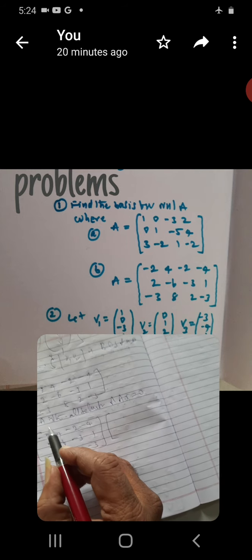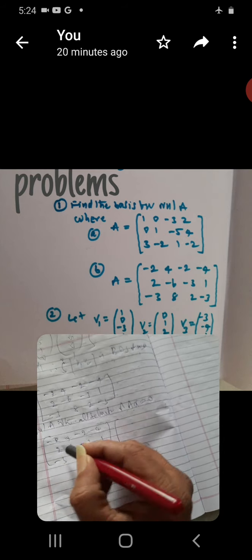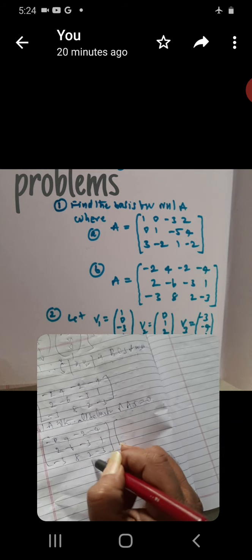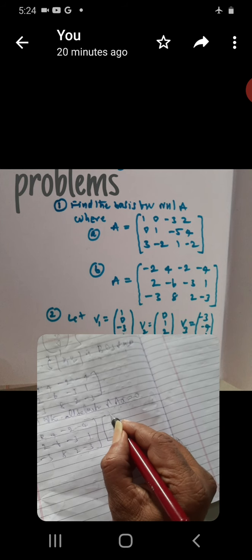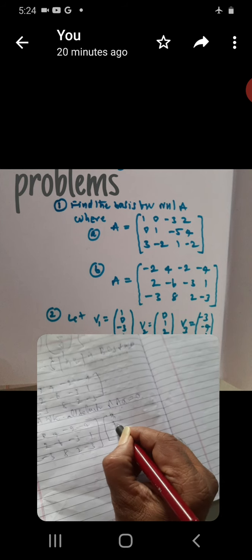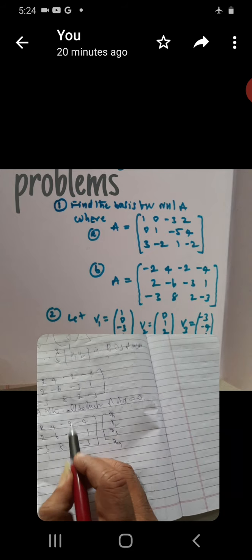How many variables are there? R power n: 1, 2, 3, 4. First column, second column, third column, fourth column. You write 4 variables. That is x1, x2, x3, x4.